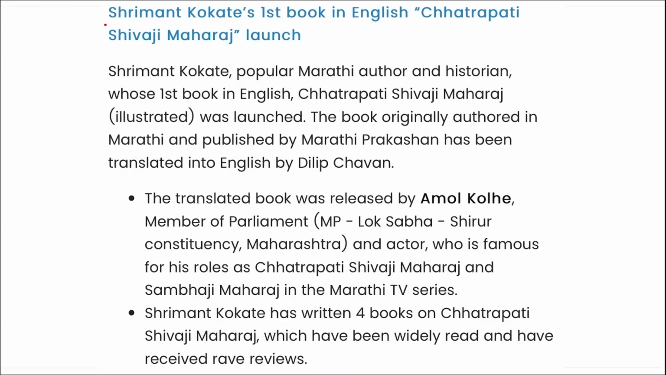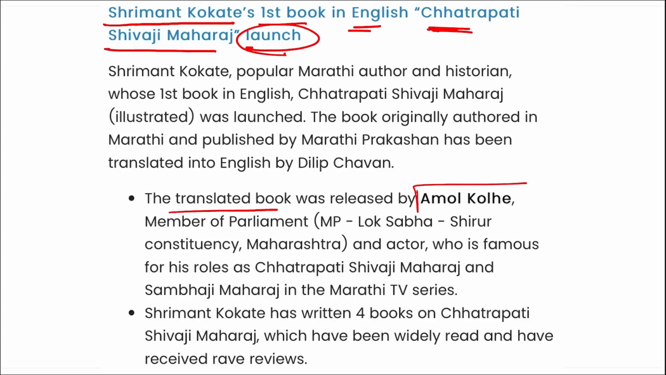Next is Srimant Kokate's first book in English, Chhatrapati Shivaji Maharaj, which has been launched. I repeat, Srimant Kokate authored the first book, Chhatrapati Shivaji Maharaj, and the translated book was released by Amol Kolhe, who is the member of parliament.